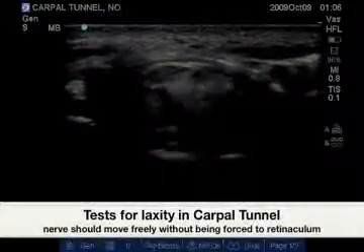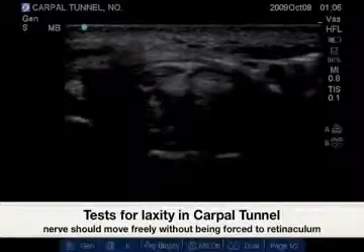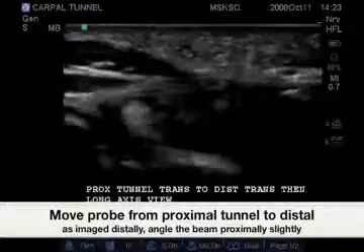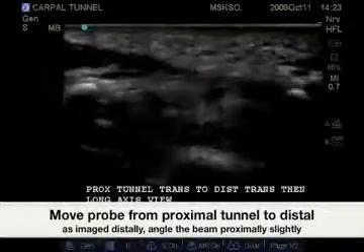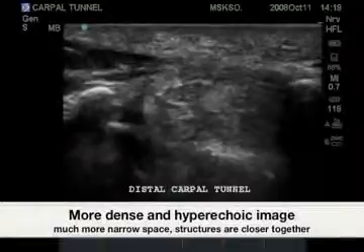It is also important to wiggle the fingers to test for laxity in the carpal tunnel. Now scanning from the proximal carpal tunnel to the distal carpal tunnel. Here's the correct probe placement for the distal carpal tunnel.